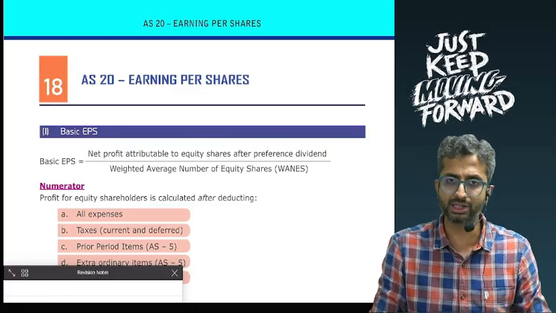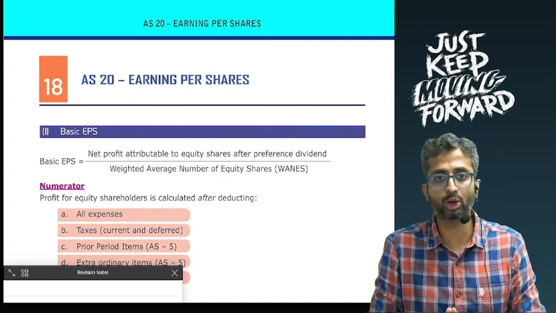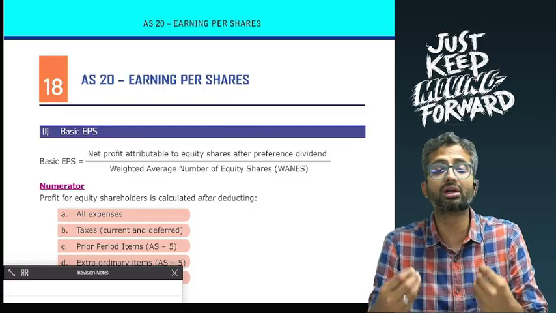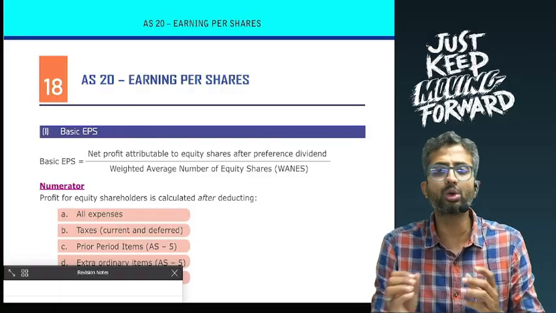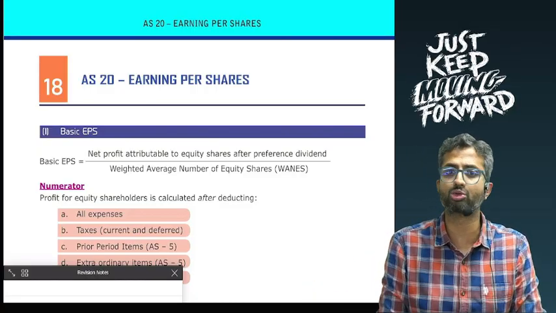There is something called basic EPS, which is based on the actual number of shares that the company has, and then there is something called diluted EPS, which is based on the actual shares along with certain potential equity shares which have the potential to become equity shares. Now, how do you calculate EPS? Like in your FM as well, you will have various sums where EPS is to be calculated.